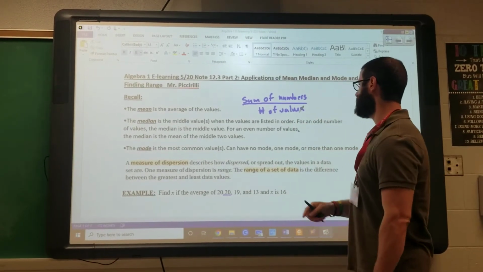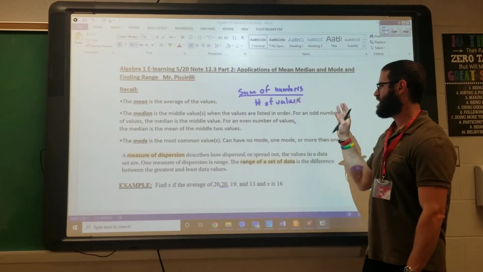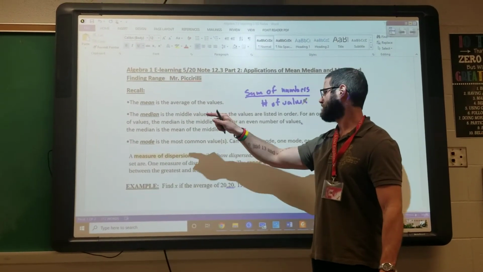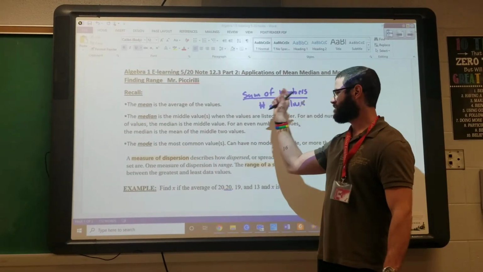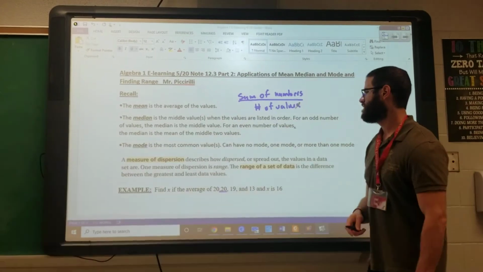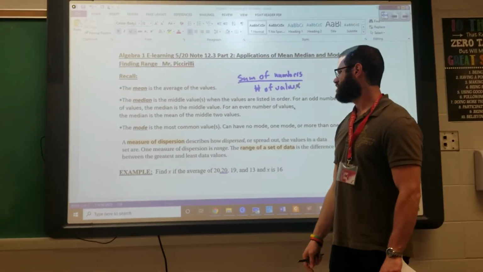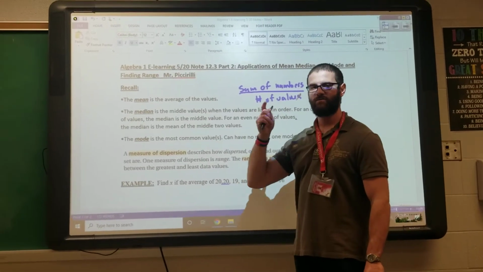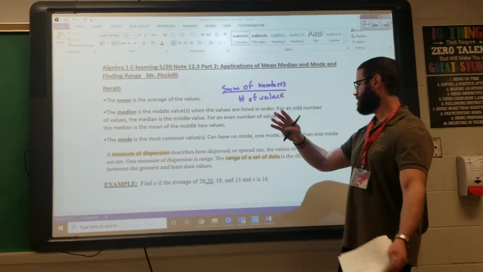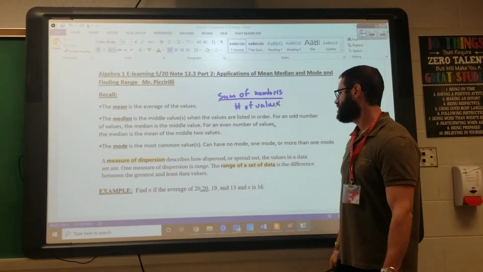Okay, remember median is the middle value when we write the numbers in order. For an odd number of values, there's just one middle number. For an even number of values, remember we have to take the mean of the two middle numbers. Mode, remember that's the most common value, the value that occurs most often. And I can have no mode, one mode, or more than one mode.